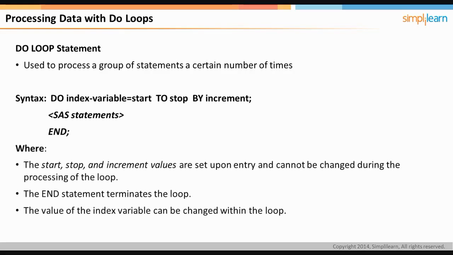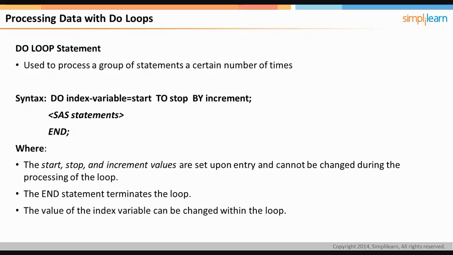Here, the index variable stores the value of the current iteration of do loop. An already created variable is eligible to become the index for do loop. The start value specifies the initial value of the index variable. The stop value is the last index value that executes the do loop.